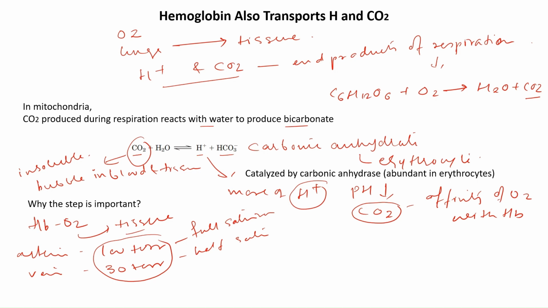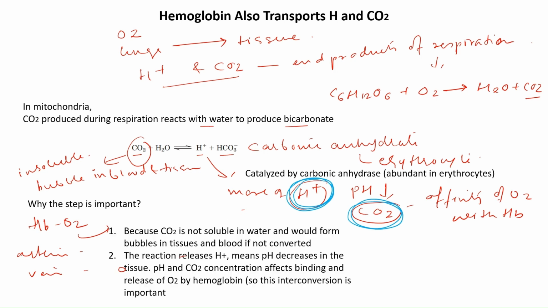Now, apart from this difference, two other things play an important role in the release of oxygen in the tissues. And what are these things? Hydrogen ion concentration and carbon dioxide concentration. So therefore, the conversion is important. First, because carbon dioxide is insoluble and forms bubbles in blood. And second, for the pH. So carbon dioxide is not soluble in water and it releases H plus, which is needed to release oxygen by hemoglobin in the tissues. We'll see how it happens.